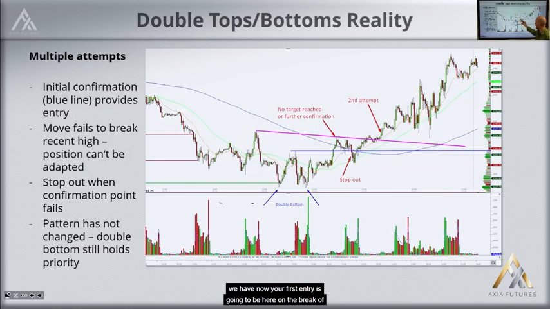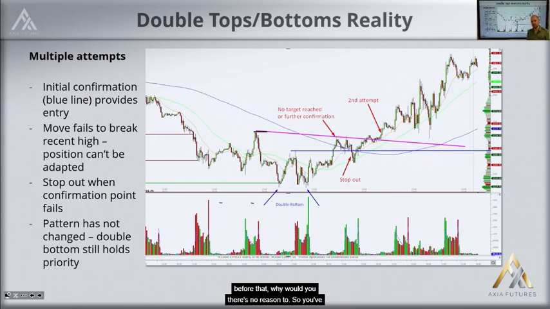Now, your first entry is going to be here on the break of the blue line. That makes perfect sense. So you play this reversal breakout. Now, your minimum target here is to get through this high. And there's no way, when you look at the reality of this, that you could say you could have got out anywhere before that. Why would you?